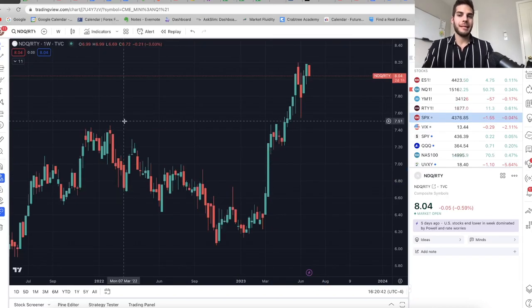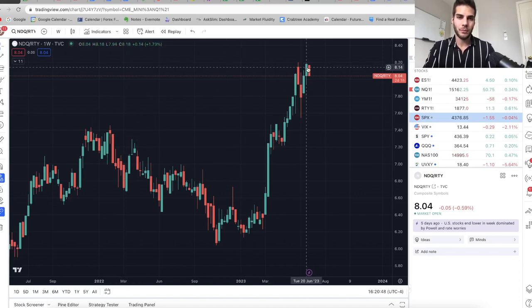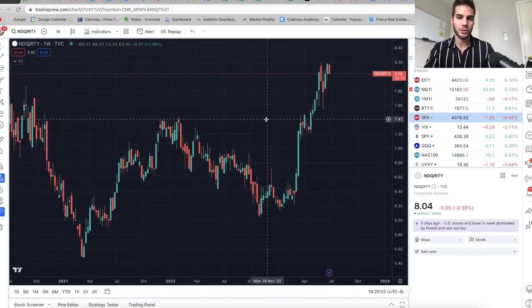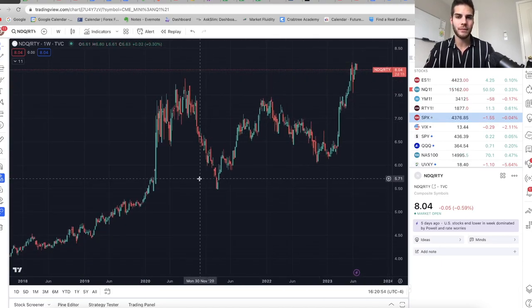Here is the NASDAQ divided by the Russell, which is the small caps, and this is something I've been really surprised with. This is the ratio between them, and it's at 8.0, which means that the NASDAQ is 8 times stronger than the Russell in terms of gains and relative strength. And you can see we've never been this extreme.